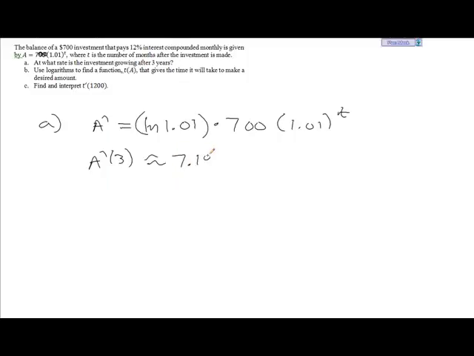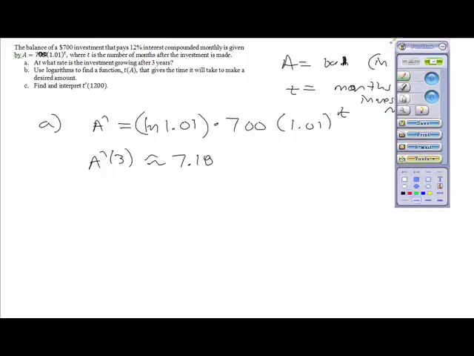7.18. Really important, again, to look at what these units represent. So A is the ending balance, and the balance is measured in dollars. T is the months after investment made. So that means our units for this would be dollars per month.